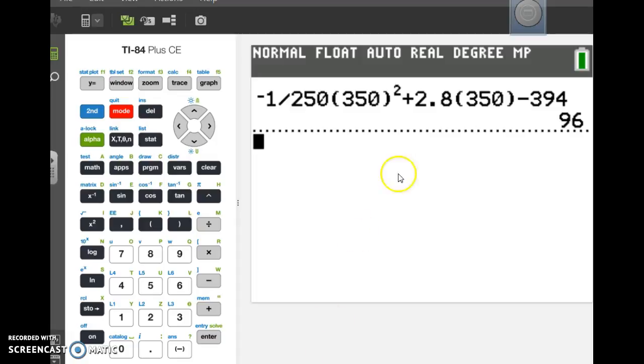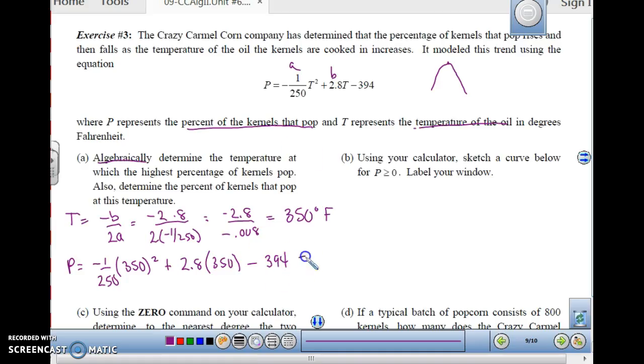All right, so I have this in my calculator already. Negative 1 over 250 times 350 squared plus 2.8 times 350 minus 394 is 96. So this actually equals 96. And since this is P, it's 96% of the kernels that pop. So it says P represents the percent of the kernels that pop, T represents the temperature of the oil in degrees. So at 350 degrees Fahrenheit, 96% of the kernels pop.